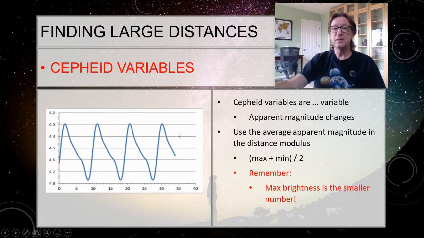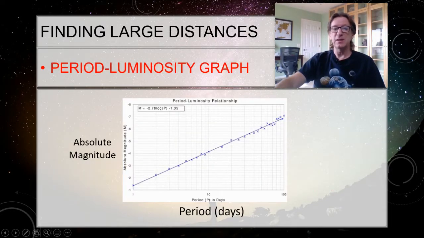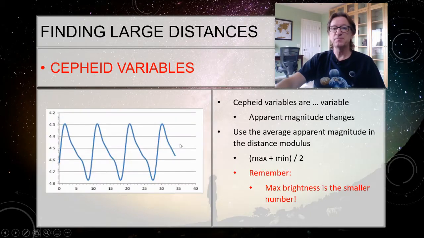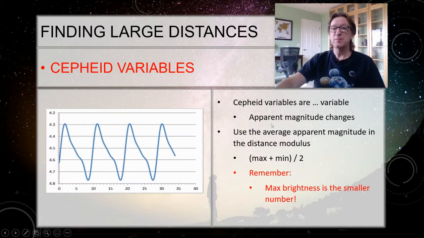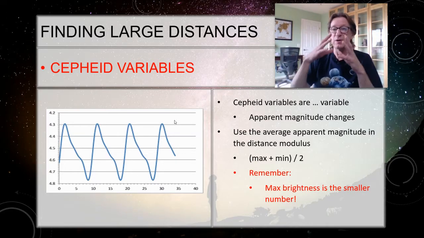So I need the absolute magnitude. I get that using the period luminosity relation, whether I use the formula or the graph. I also need the apparent magnitude. Now, it's a variable star, right? So its apparent magnitude is actually changing. It's getting brighter and dimmer and brighter and dimmer.